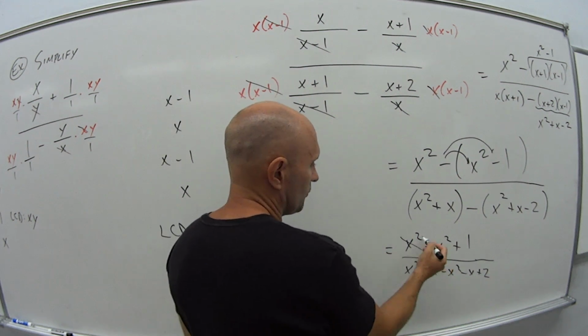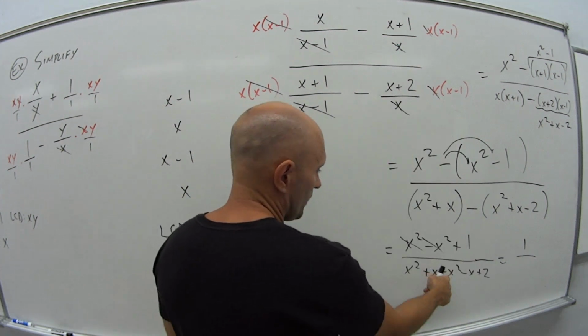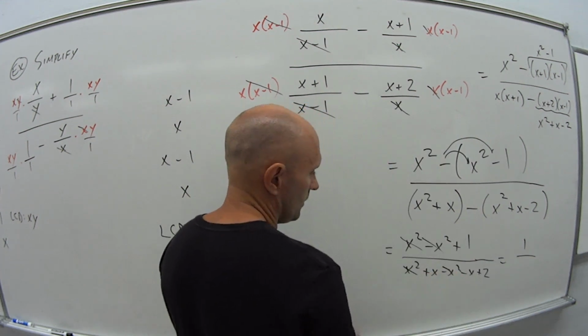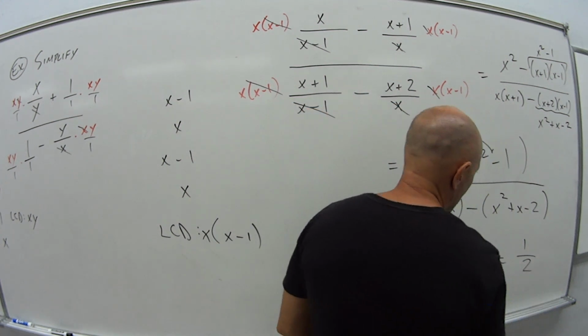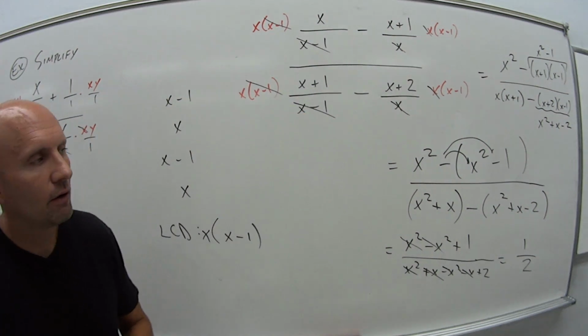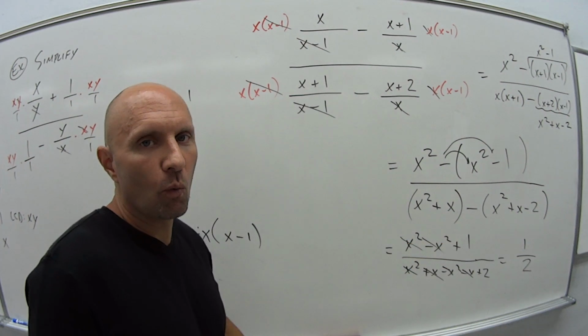So now what do we have on the top? x squared minus x squared, they're gone, so I just have 1 in the numerator. On the bottom, x squared minus x squared, they're gone. Plus x minus x, they're gone. And plus 2, so just a 2 in the denominator. So this whole mess is really equal to 1/2.